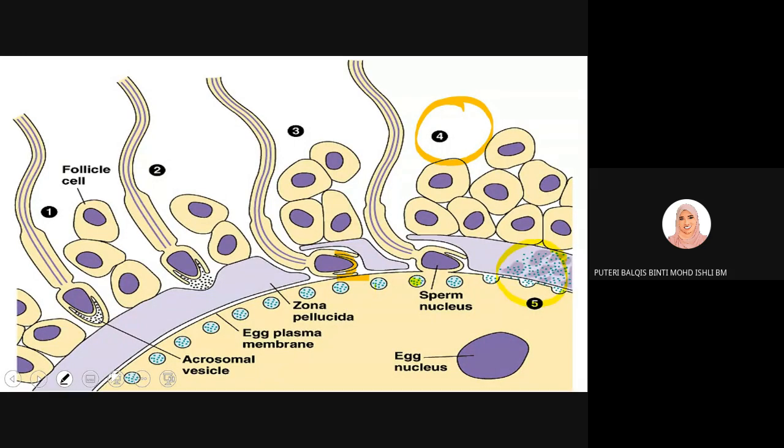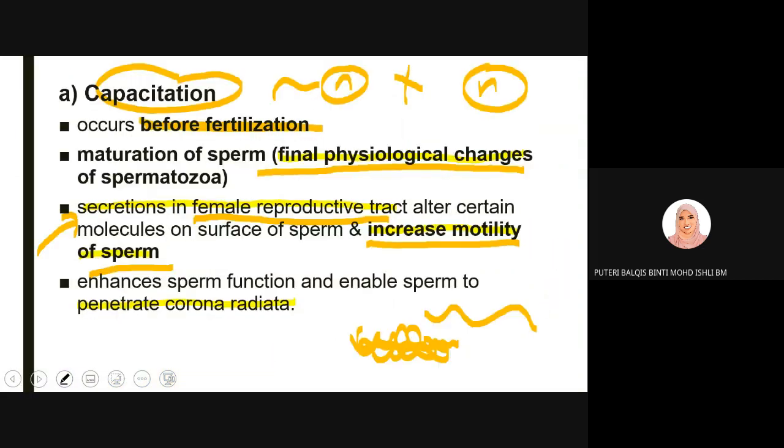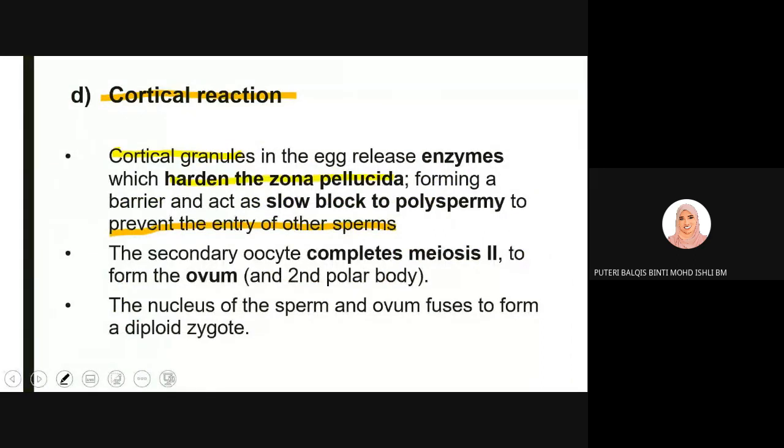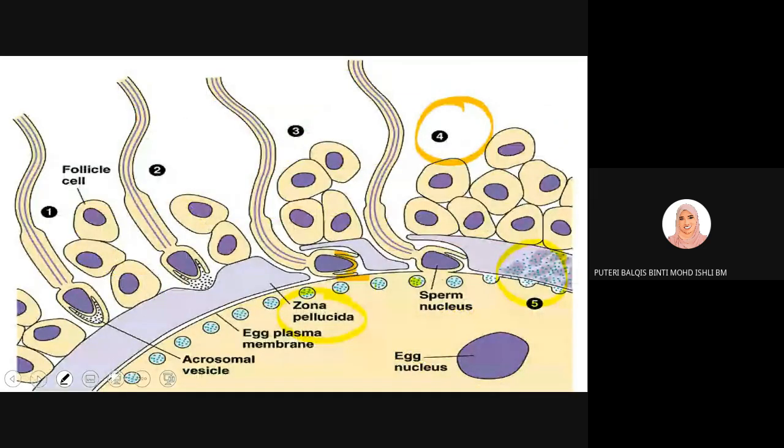Cortical granules will release the enzyme. Why will it release the enzyme? It will harden the zona pellucida, forming a barrier to act as a slow block to polyspermy. Kenapa ada slow block to polyspermy ni? Prevent the entry of other sperm, so that one sperm fertilizes one egg. So you can see that once cortical granules release the enzyme, it will harden the zona pellucida, so that only one sperm will enter the secondary oocyte and it will fertilize.